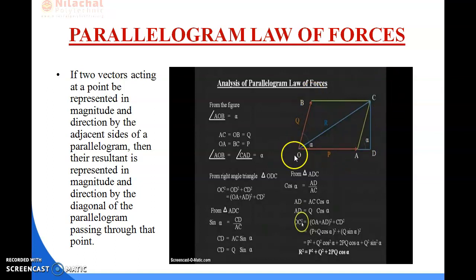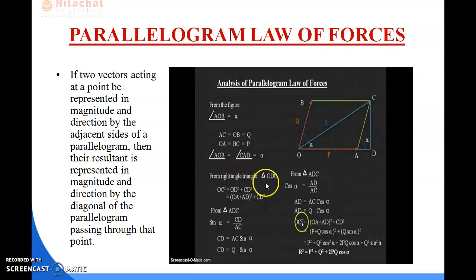OA has the P force and it is parallel to BC, so BC also has the same P force. Now the angle AOB is the same as angle CAD, both are alpha. You have already studied this in your 10th class.